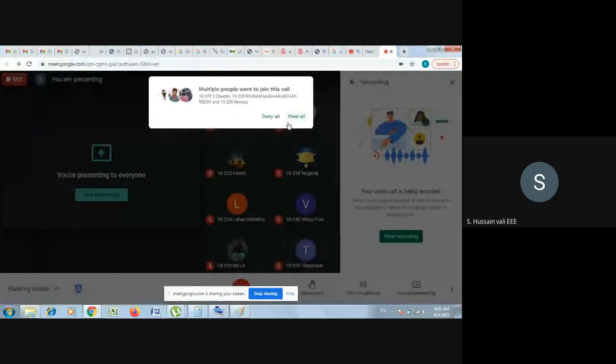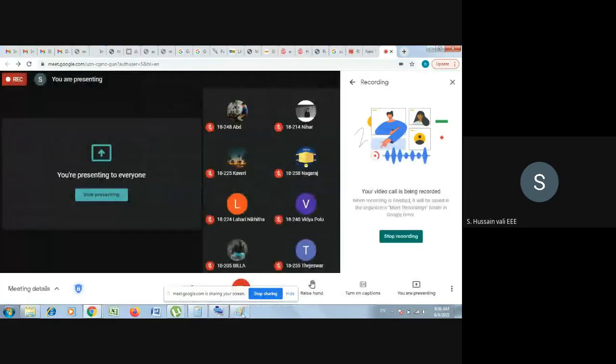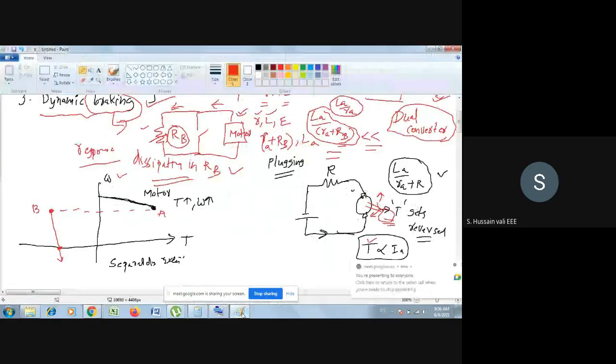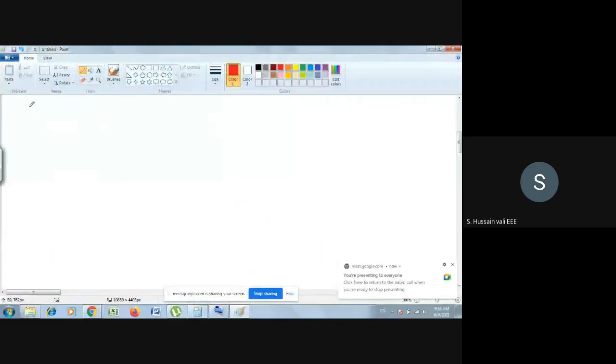I just revised what is there in that. Then we'll go to another topic, the topic of dual converter. I'm sure you might have got this in the power electronics course. So what is a dual converter?